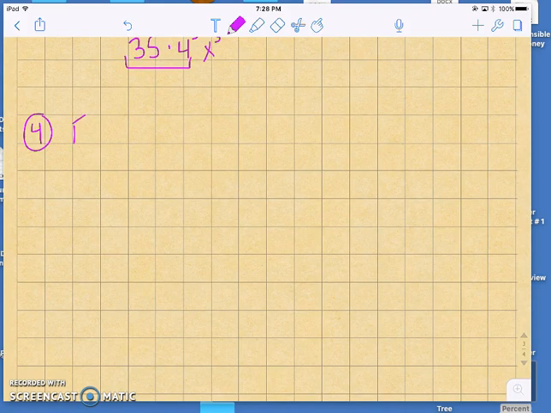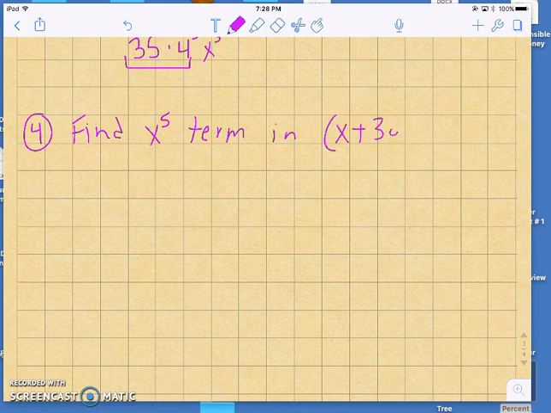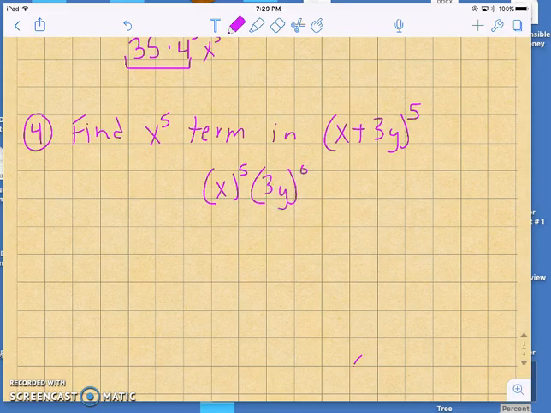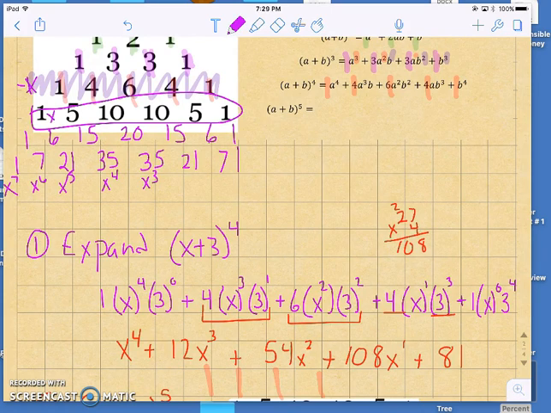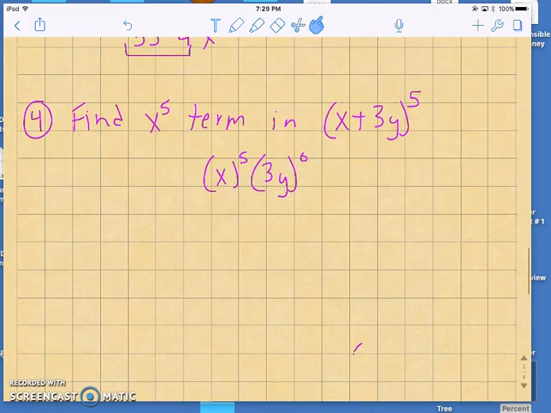So let's say we had to find the x to the 5th term in x plus 3y to the 5th. So we know that this is going to be x to the 5th times 3y to the 0. So x to the 5th term, we're going to look at the 5th row. Well, if we are using this row right here, this is going to just start 1x to the 5th. So that coefficient in front is just the 1. So our x to the 5th term is just 1x to the 5th.